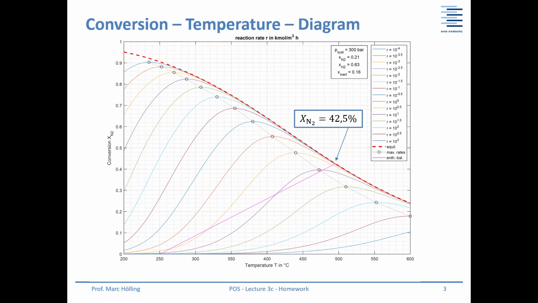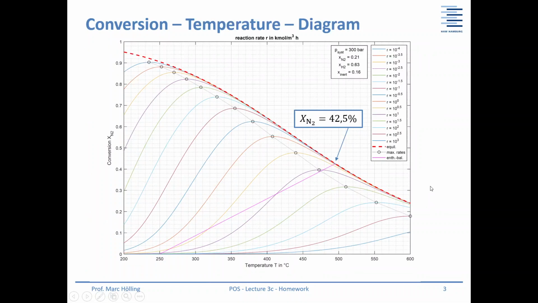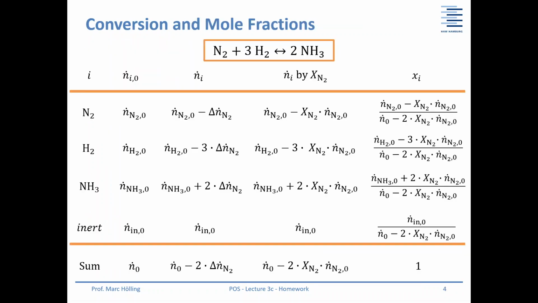And the first question was to calculate the mole fractions at the outlet. Okay, for this, in the last lecture, I gave you the table here. So basically what you have to do is first you have to calculate your inlet mole flows. This is not that complicated since you know the total mole flow n.0 is 100 moles per second, and from the diagram you can see the composition.